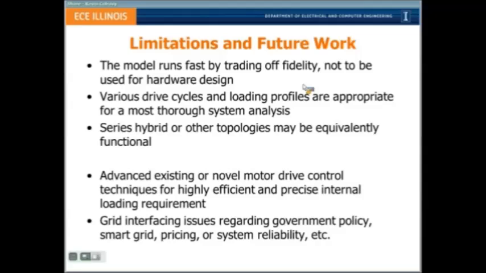I think this is pretty interesting, with some great interfacing problems like government policy, smart grid pricing, and system stability, because this is just like a plug-in hybrid vehicle. This is a plug-in hybrid mobile refrigeration unit, so that can have some impact on the grid in the long run. So that might be some study we're interested in. That's all.